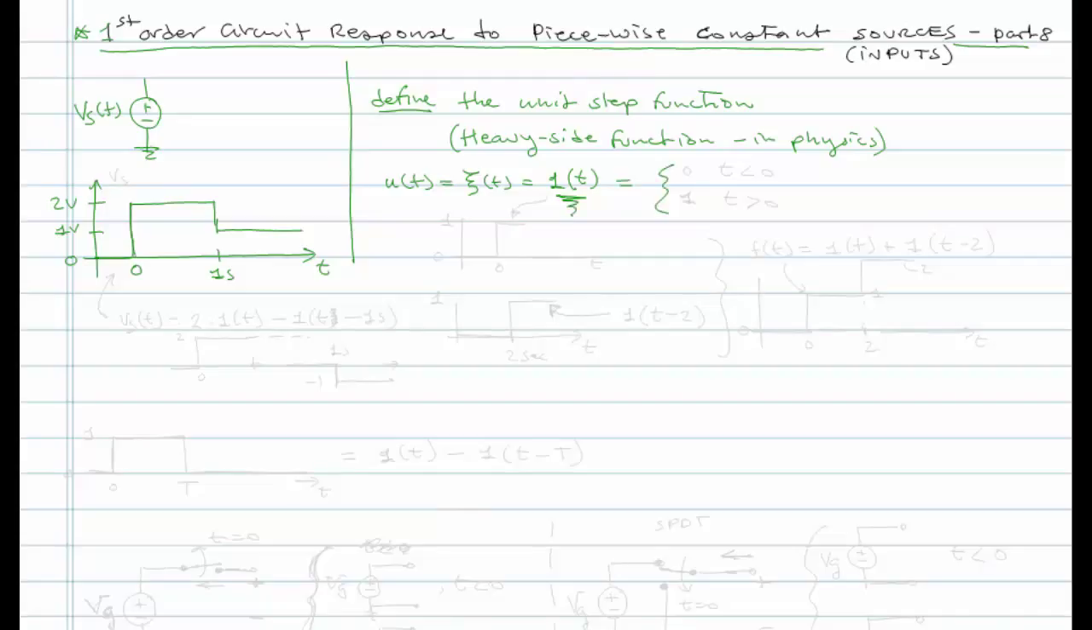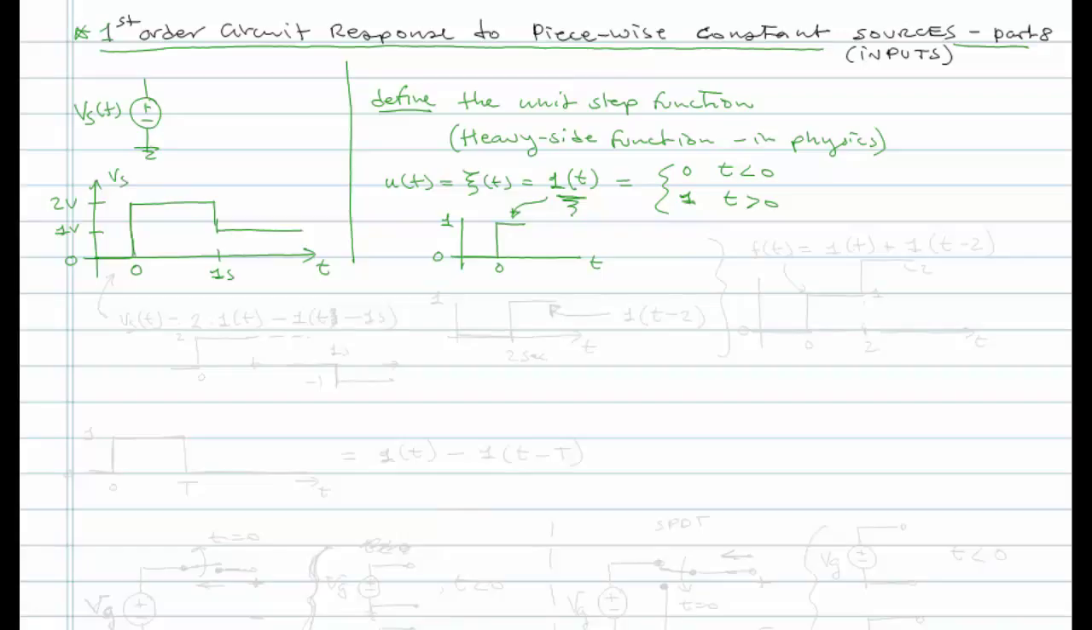And here's the definition. It is 0 for time less than 0, and it is 1 for time greater than 0, and it's actually undefined at time exactly 0. It's transitioning between 0 and 1. So it's just a step. Here's time, and it steps from 0 to 1 at time 0. That's the function. Now what's really useful is that we can use this unit step function to describe piecewise constant signals, just like the Vs here that I show over here.